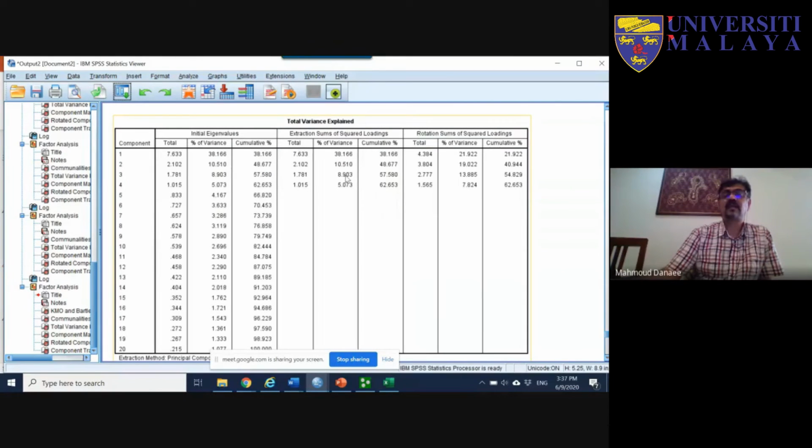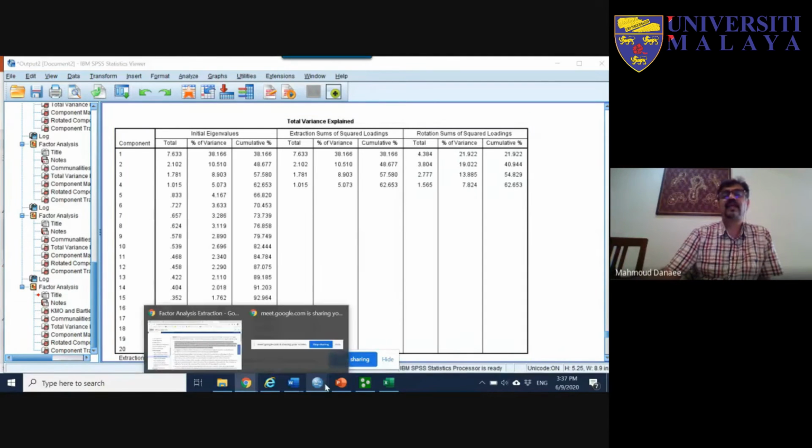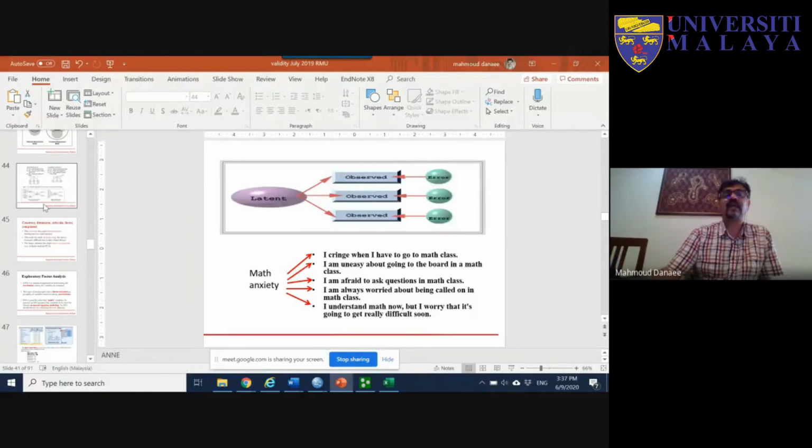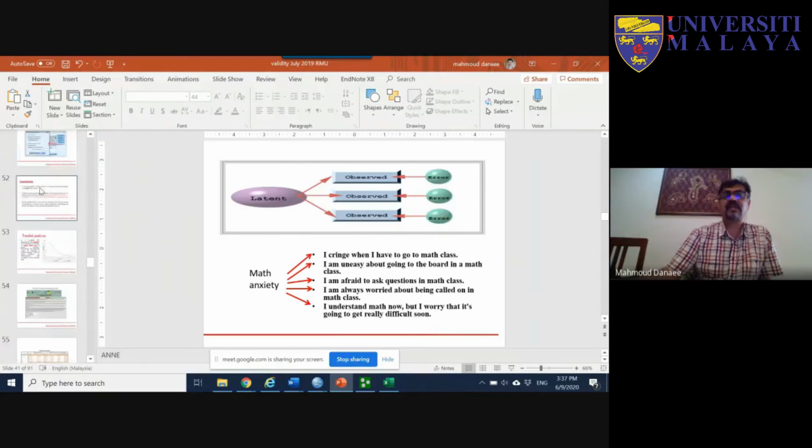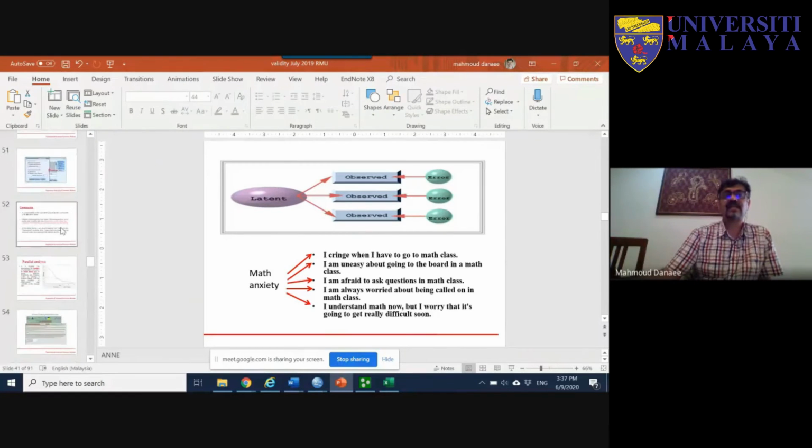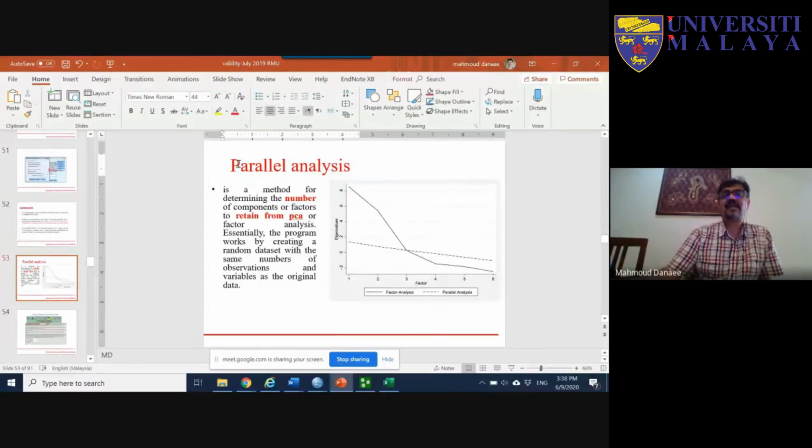But the problem is here. Is it statistically significant or not? This is the weakness of SPSS, that it cannot detect the significant number of factors. That is why you need to do another analysis manually before running the factor analysis. That analysis is called parallel analysis. Have you heard about the parallel analysis? Do you know what it means?